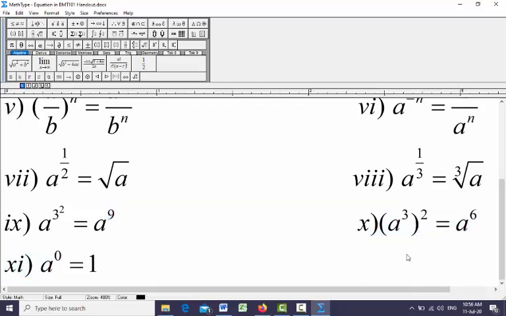Again, here we have a to the power 3, bracket is there, and on top of the bracket another power is there, which is 2. So as I said before, if there is a bracket like this, power and power will be multiplied together. So 3 multiplied by 2, the answer will be a to the power 6.